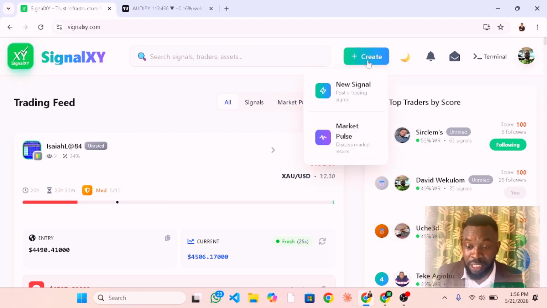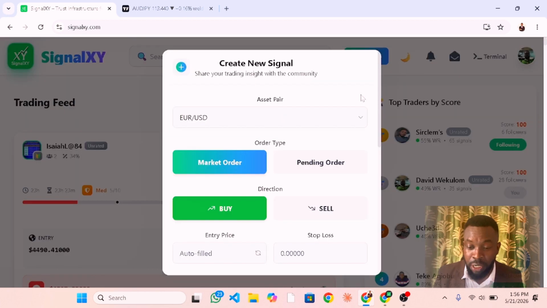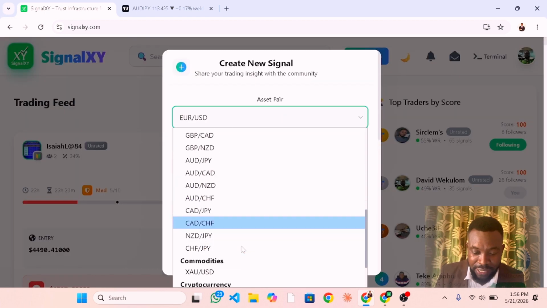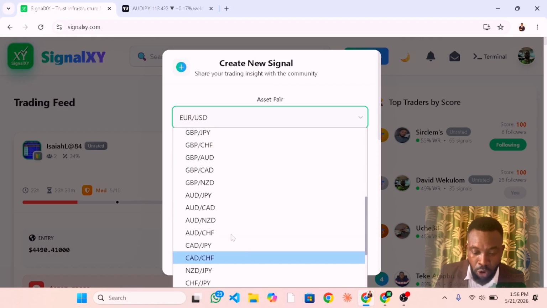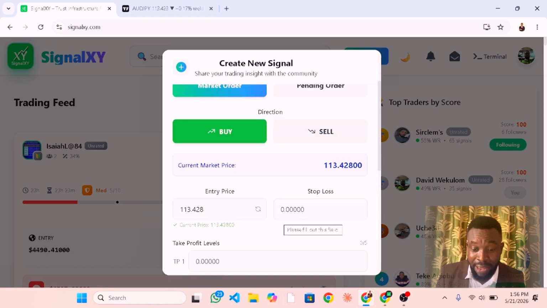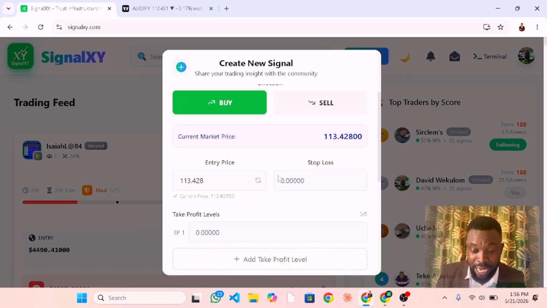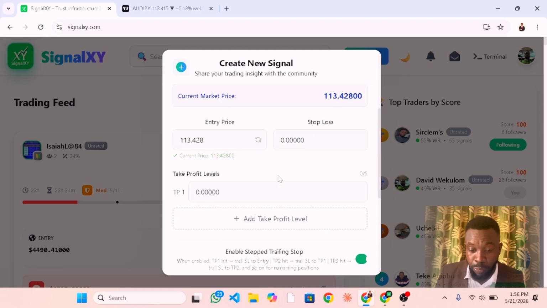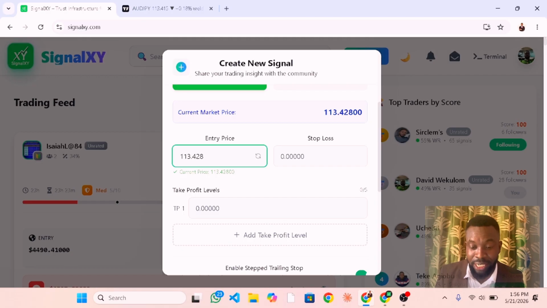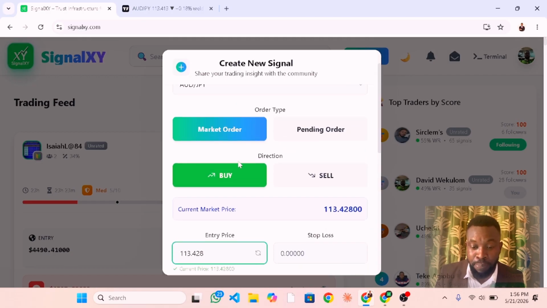So let's post this trade. If you click on new signal and then select AUD JPY, let's post that signal so that we can follow up. AUD JPY is the signal. I've already taken it in my live account, but let's post it here for the benefit of those people who want to follow. So for the entry point, we are going to enter by market execution. It already gave us the current market price.